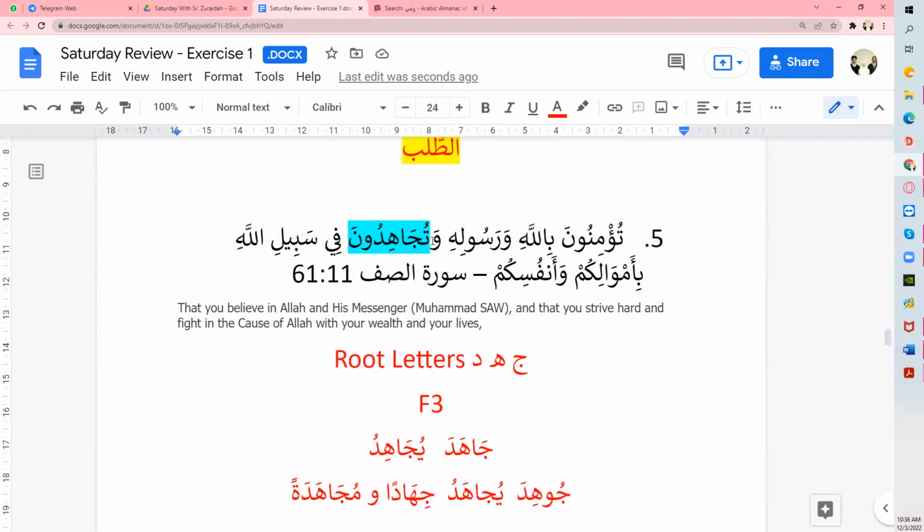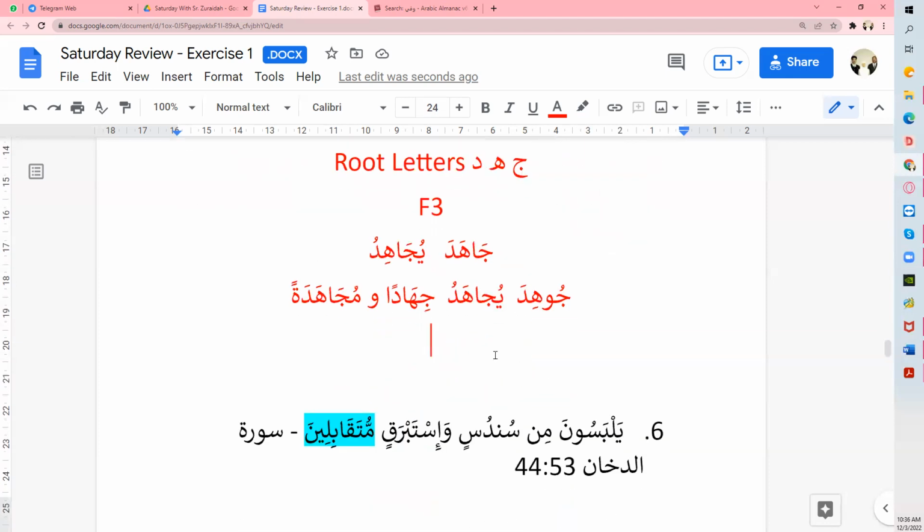Because the word tujahidun is being explained in the way that you strive hard and fight. Yeah, it's not like one word in English. It's described with two words. You strive hard and fight. So it's something that you could be doing together with someone else, in relation to another person. You fight against someone. So we can have that.